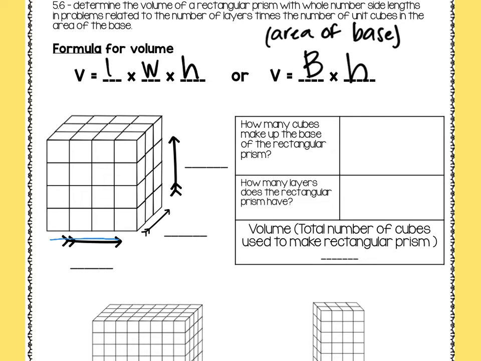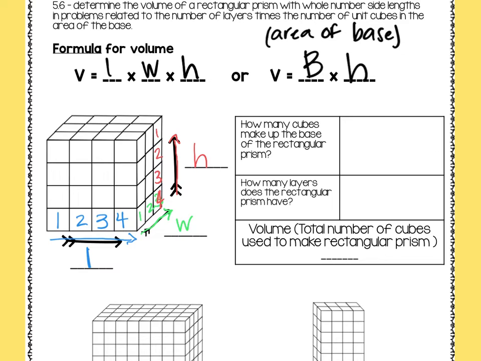All right, so the first thing we are going to find on our cube here is the length. And the length is going to be this measure here. So I have 1, 2, 3, 4. I have 4 units there for my length. And now I'm going to look for my width, and my width is going to be this side here. So I have 1, 2, 3 for my width. Then I'm going to look for my height, and my height is just going to tell me how tall my shape is here. So I have 1, 2, 3, and 4 for my height.